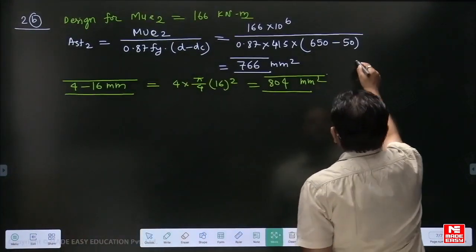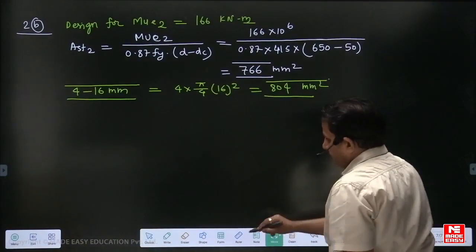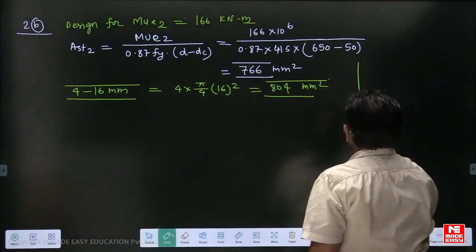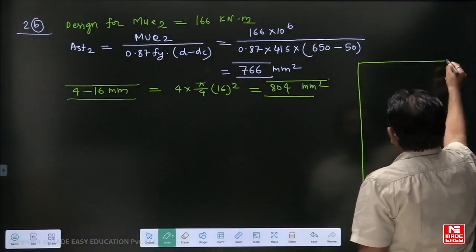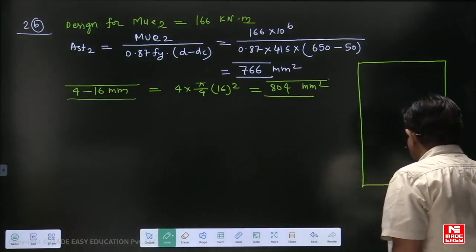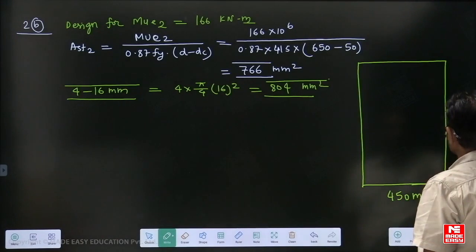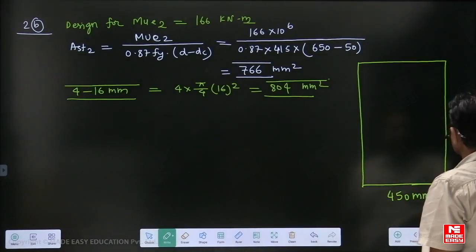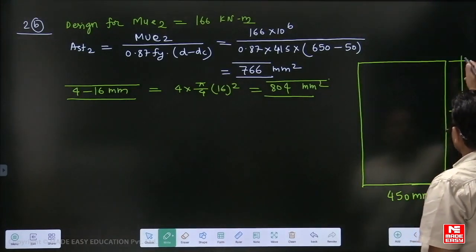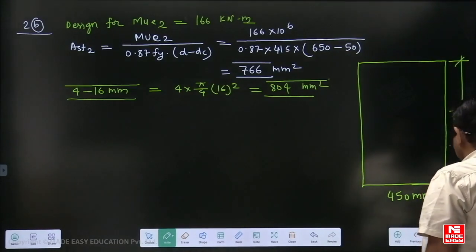See the beam. This is your beam. The size of the beam is, this is 450 mm. This total depth is 700 mm. 50 mm cover on both sides.